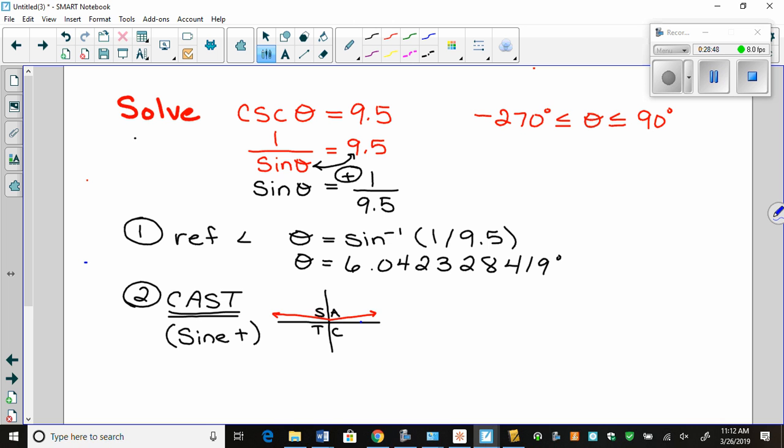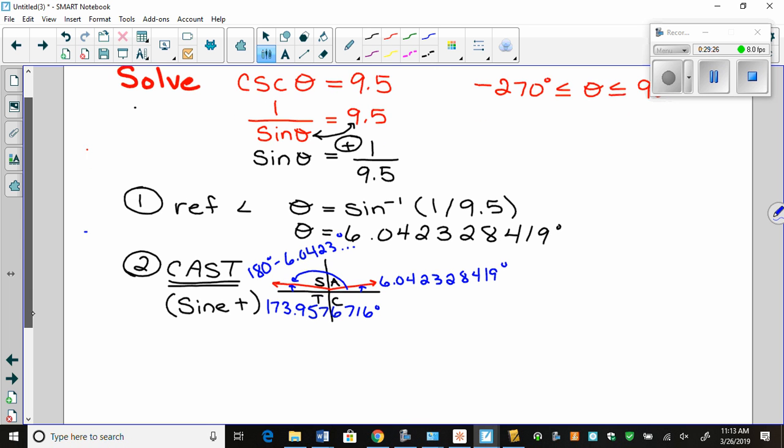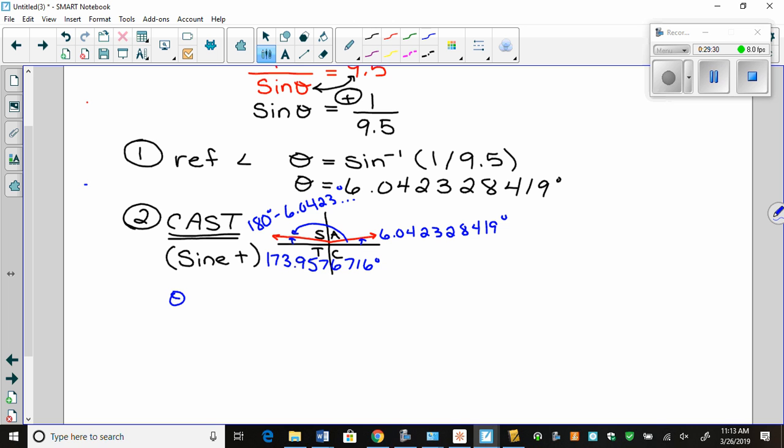So how long does it take to get me here? 6.04232841 degrees. So whenever your reference angle is in quadrant one, it actually is the answer, correct? In quadrant two, you do 180 minus the reference angle because I got to get me to here. So this is going to be 180 minus 6.0423 degrees. So I'm going to get 173.9576716 degrees. So right now I have theta equals 6.04232841 degrees, and theta equals 173.9576716 degrees. We agree?